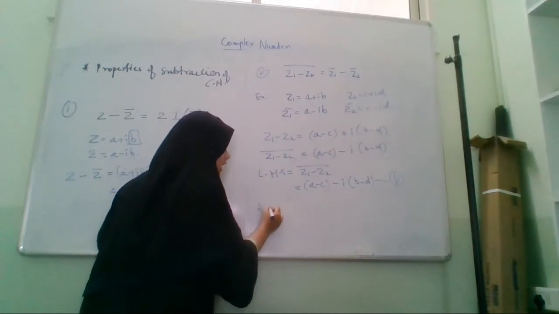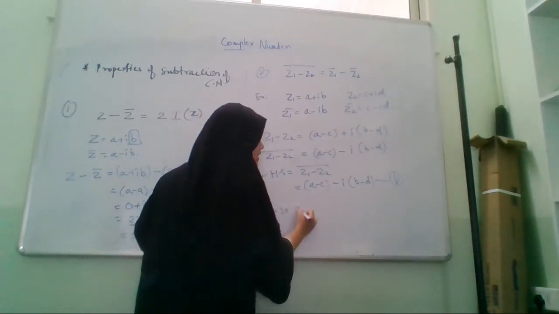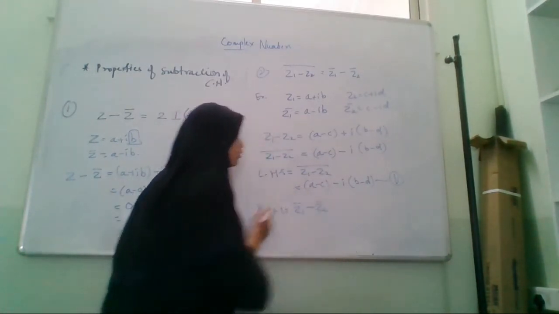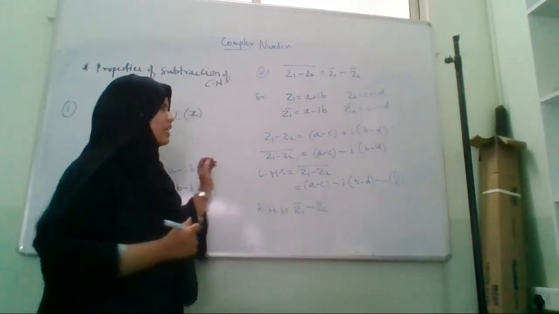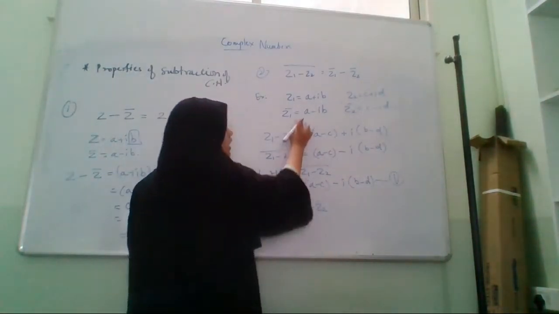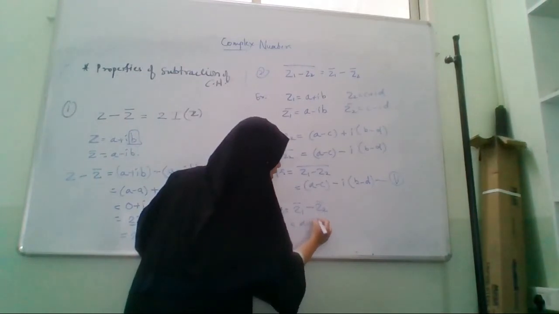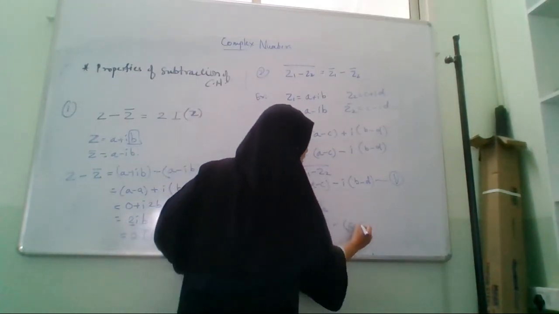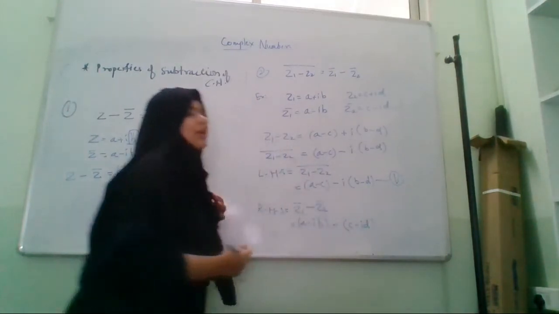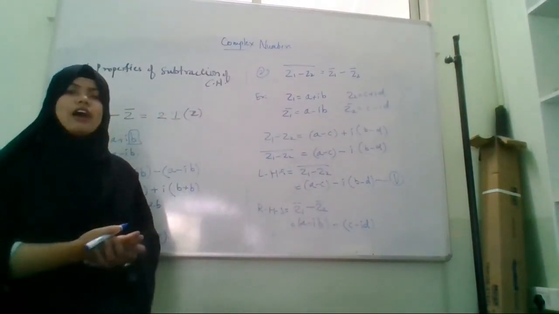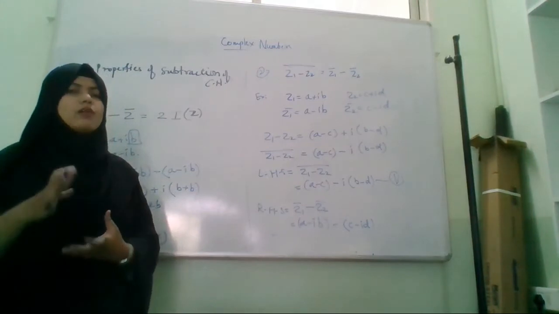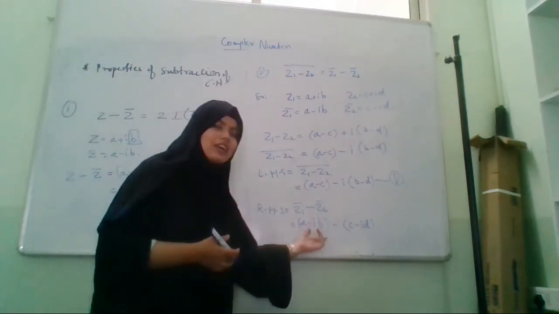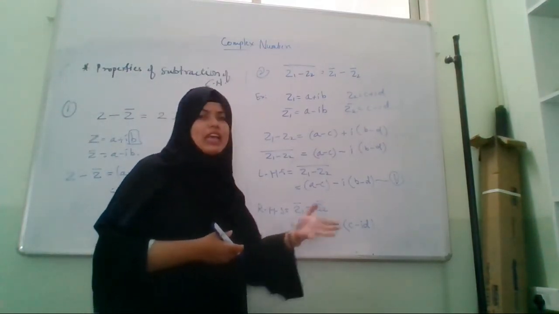Now what is your RHS? RHS is Z1 conjugate minus Z2 conjugate. So what is Z1 conjugate? It is A minus IB. And minus, what is Z2 conjugate? C minus ID. But after doing an operation, we always want the number to be in complex form.